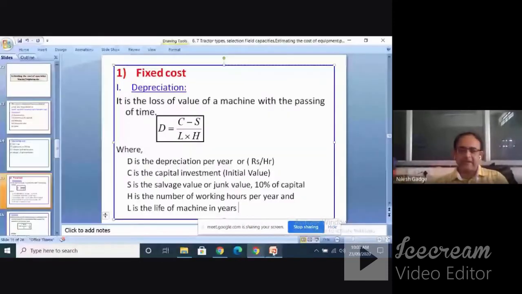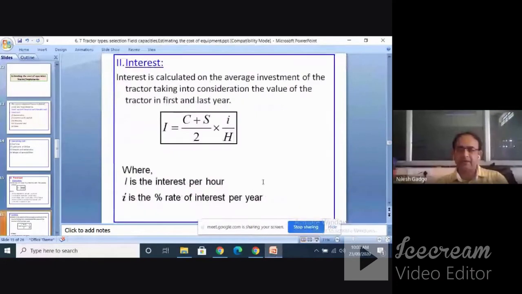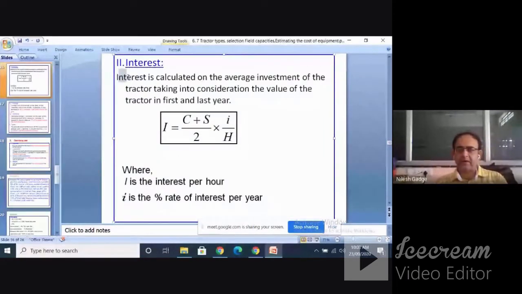Then we will see the next term, interest. Interest is calculated on the average investment of the tractor or implement, taking into consideration the value of the tractor in the first and the last year.